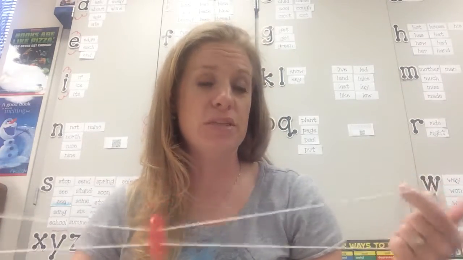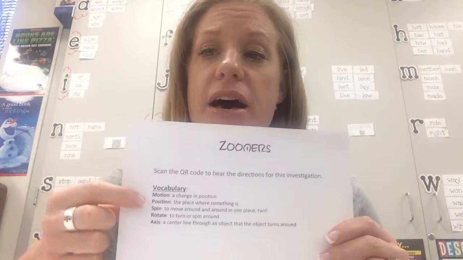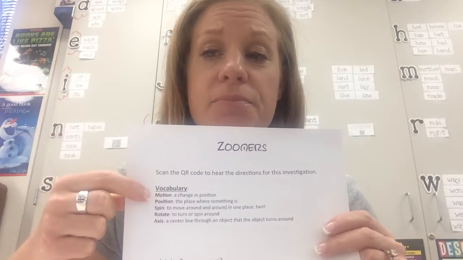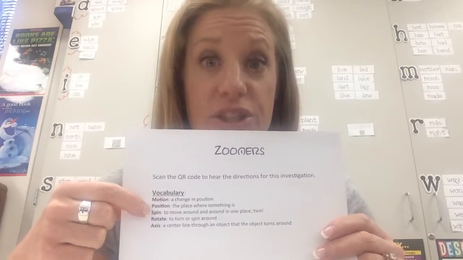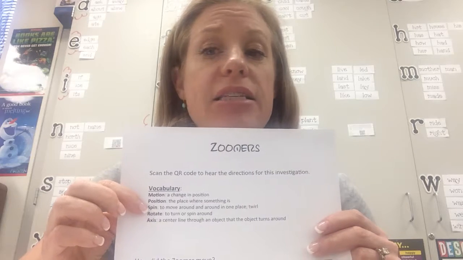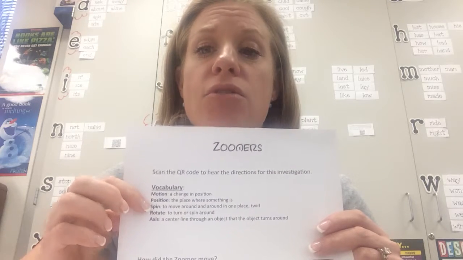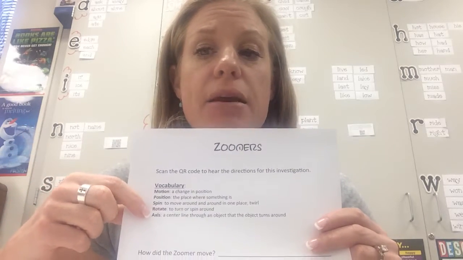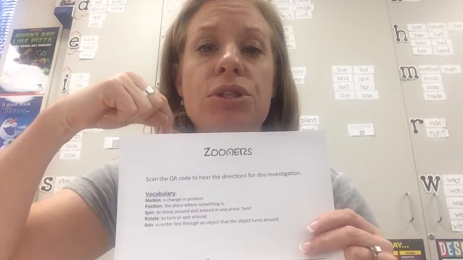Okay, so now you've had a chance to investigate and see how your zoomer zooms. So looking in your DIY packet, you have some vocabulary words. The first one is motion, which is a change in position. The second one is position, which is the place where something is. Spin means to move around and around in one place, or maybe to twirl. Rotate means to spin around.